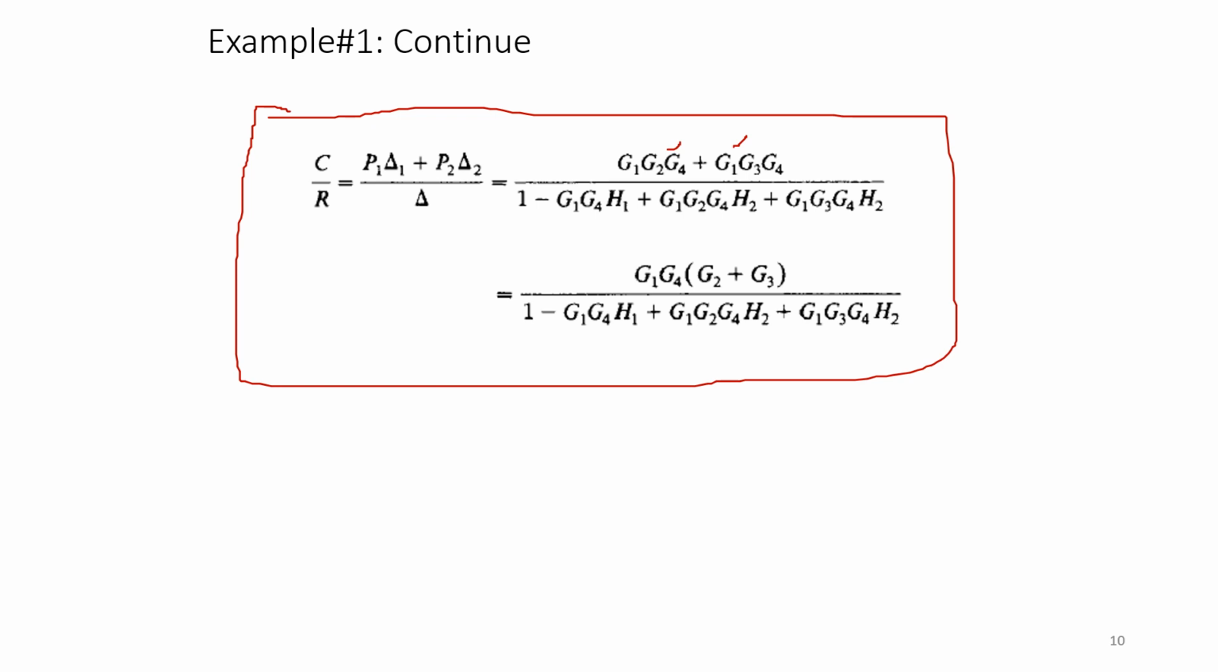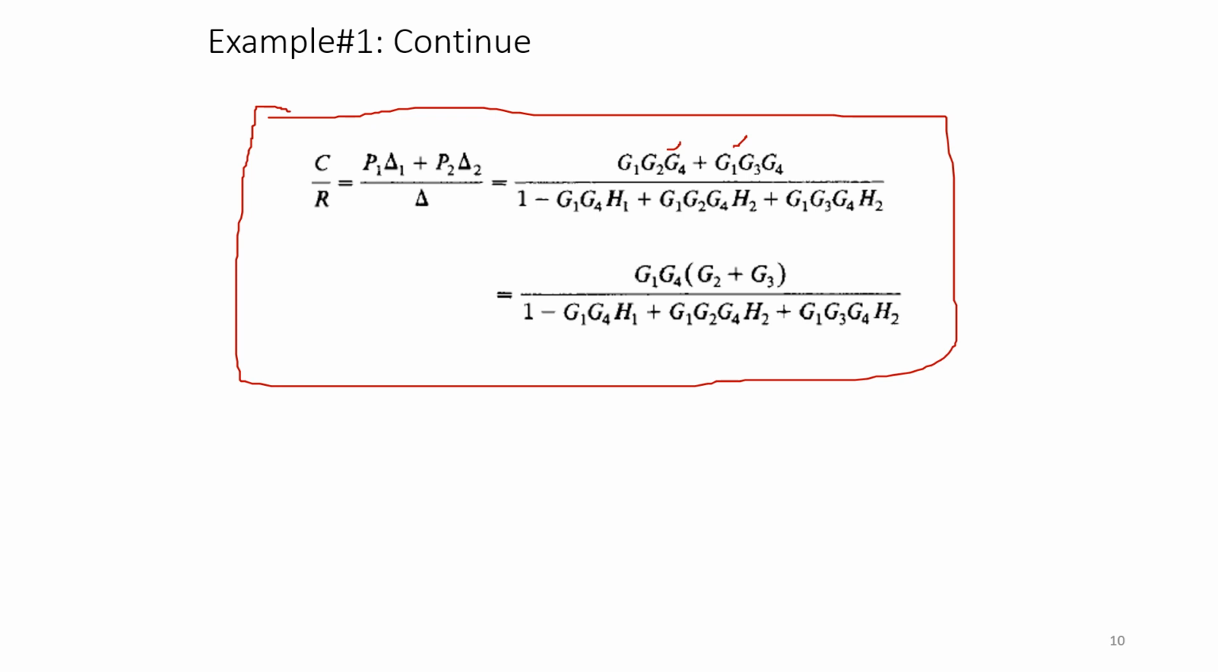First find the number of forward paths, then find the number of loops. Now after finding the number of loops, you need to evaluate the 2 non-touching loops if you have. Then if you have 2 non-touching loops, you need to determine 3 non-touching loops and 4 non-touching loops and so on. Once this is evaluated, the next step is you need to find your determinant value, delta value, by using the formula, and then the delta 1 and delta 2 values. Finally, combine everything using the rule to get the final transfer function for the system.